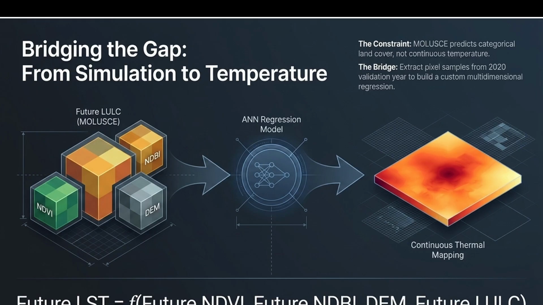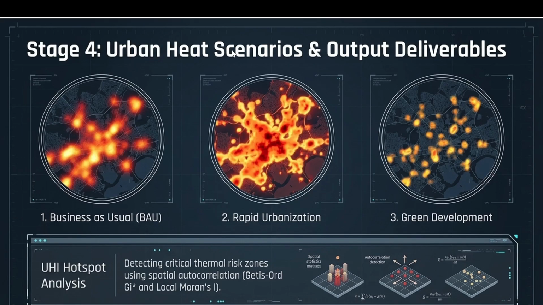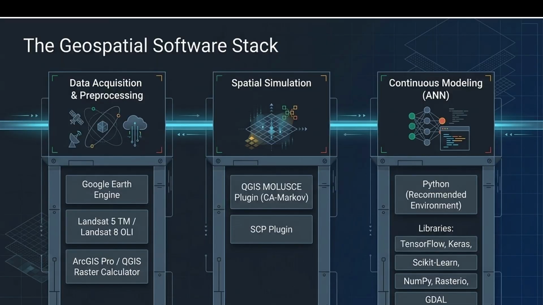And finally, we bridge the gap from the simulation to temperature. We apply the different types of driving factors. Suppose future LST is a function of future NDVI, DEM, and future LULC. So you can easily get future LST. Further, we can create urban heat scenario outputs: urban heat island maps, rapid urbanization or green development scenarios, and also create urban heat island hotspot analysis. And finally, geospatial software.